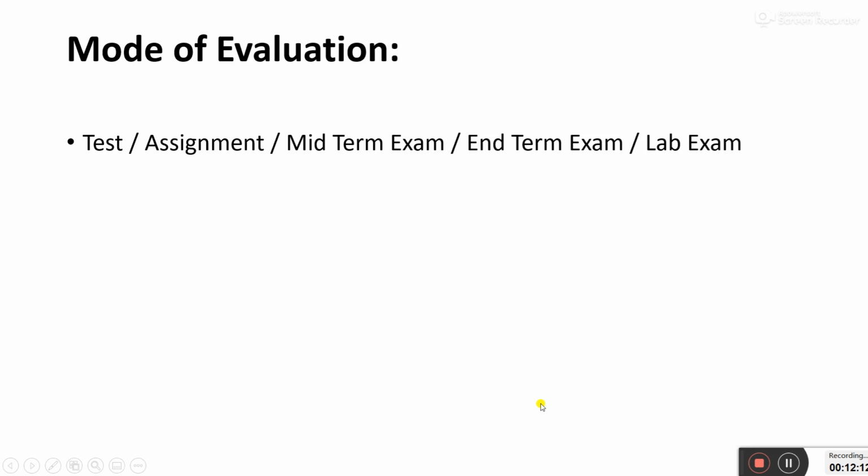That is enough for now. The mode of evaluation is tests, assignments, the midterm exam and lab, and the term exam and lab exam. All these things will provide the mode of evaluation for your given course.